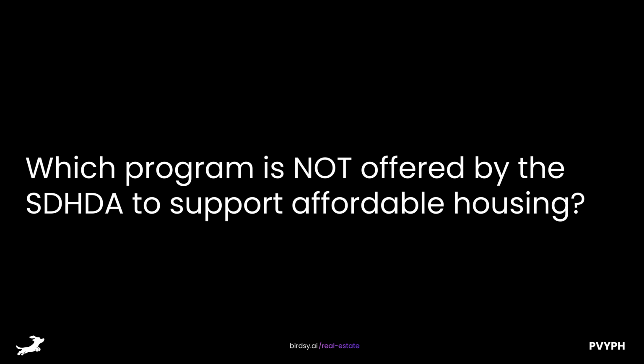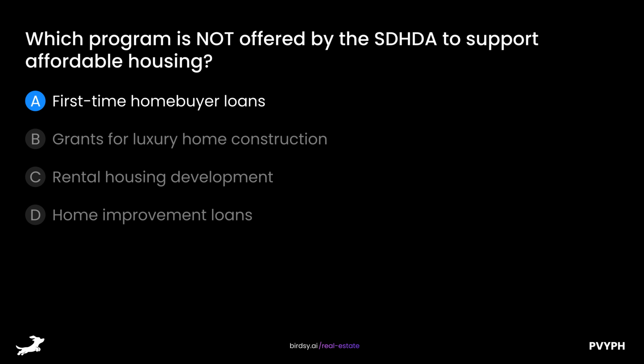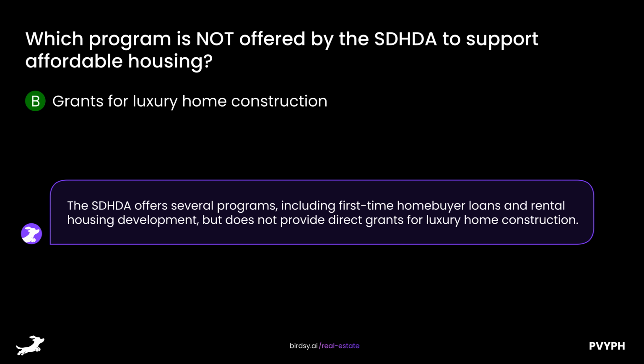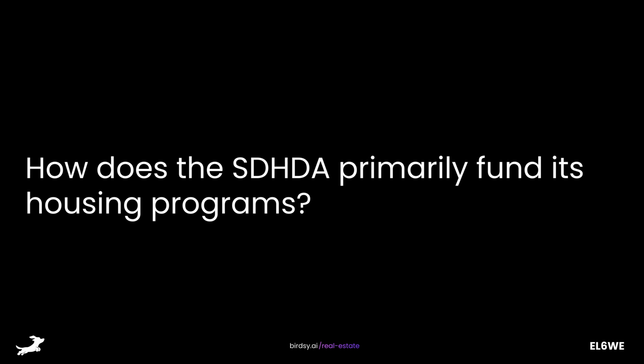Which program is not offered by the SDHDA to support affordable housing? Is it A, first-time homebuyer loans? B, grants for luxury home construction? C, rental housing development? Or D, home improvement loans? The answer is B, grants for luxury home construction. The SDHDA offers several programs, including first-time homebuyer loans and rental housing development, but does not provide direct grants for luxury home construction.